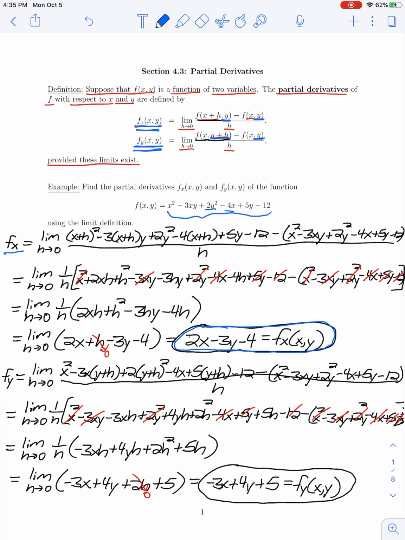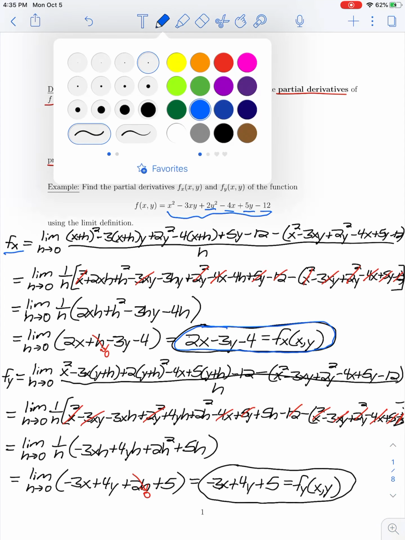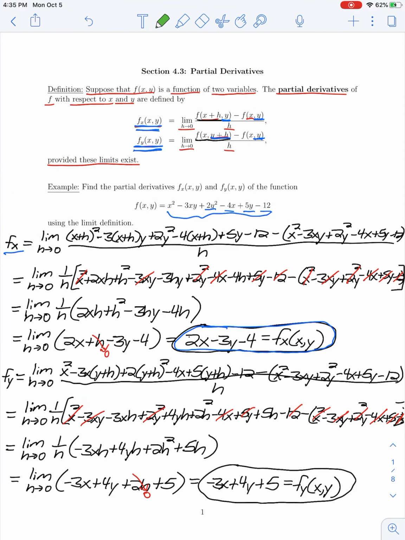And then if y is a constant, the derivative of 5y minus 12 would be 0. So we get exactly the expression for f sub x that we found using the limit definition, but with a lot less work.